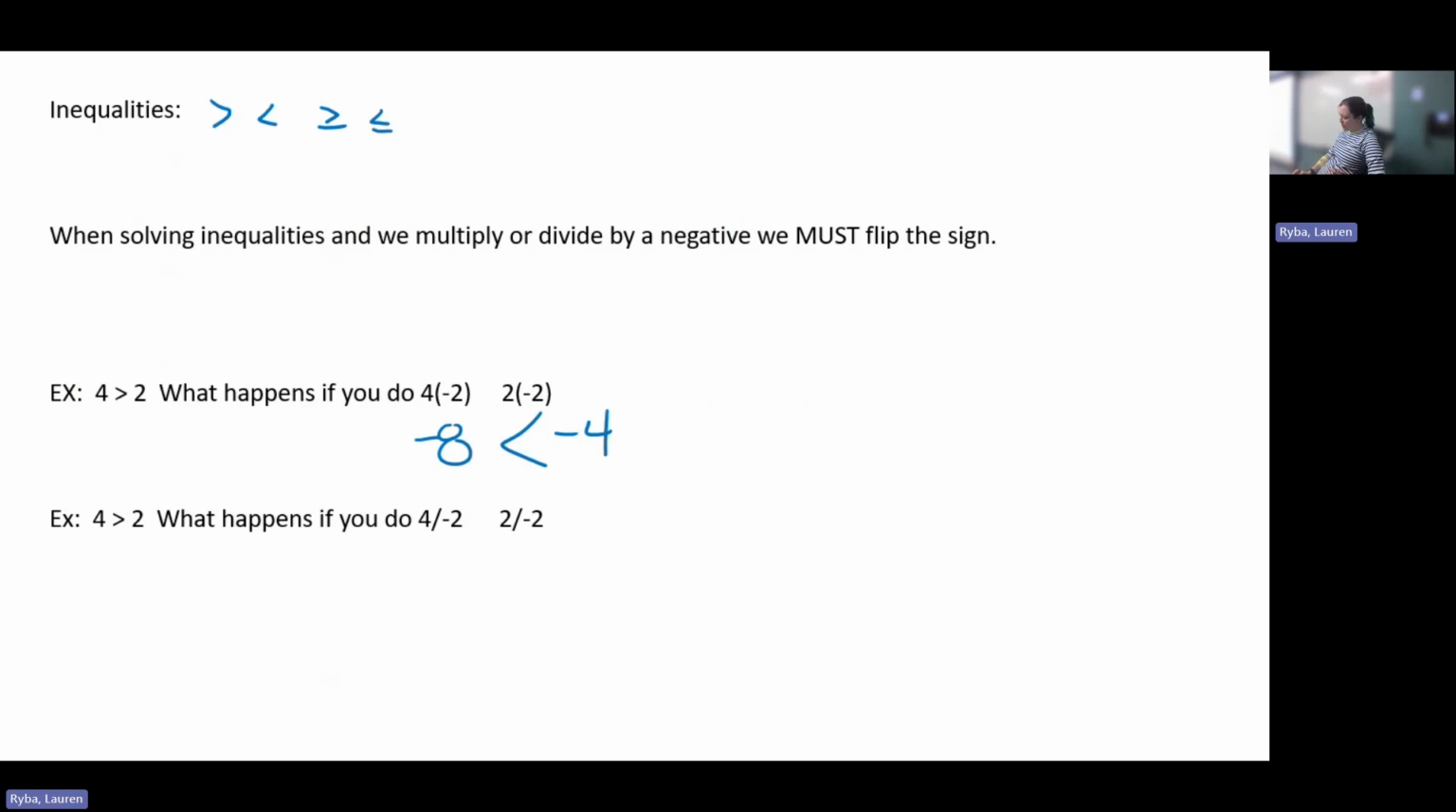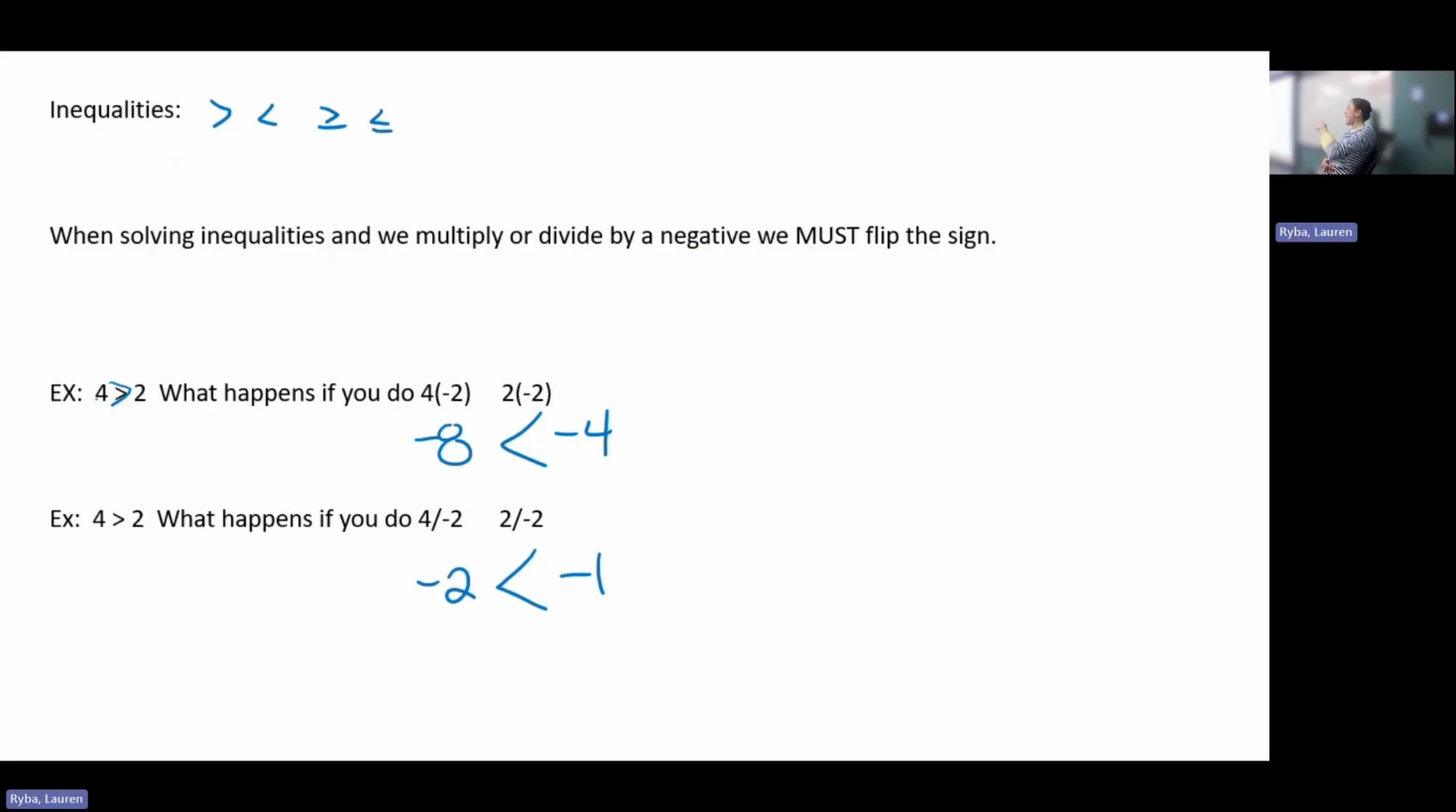So what I started with was 4 is greater than 2. And what I got now is -8 is less than -4. Okay, the same thing is going to happen when I divide with a negative. We're going back to that 4 is greater than 2 statement, but now I'm going to divide by a -2. So 4 divided by -2 is -2, and 2 divided by -2 is -1. Which one is now the larger number? This one.